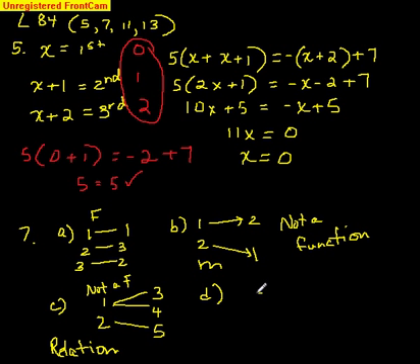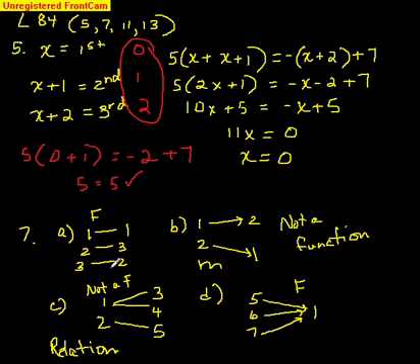And then the final one is 5, 6, 7, and 1. 5 comes out and goes to 1, 6 comes out and goes to 1, and 7 comes out and goes to 1. This one is a function. As long as there's not 2 coming out of the x values, it's a function. So this one is not a function because we have 2 coming out of the x one. This one's not a function because everyone needs to be mapped to someone.